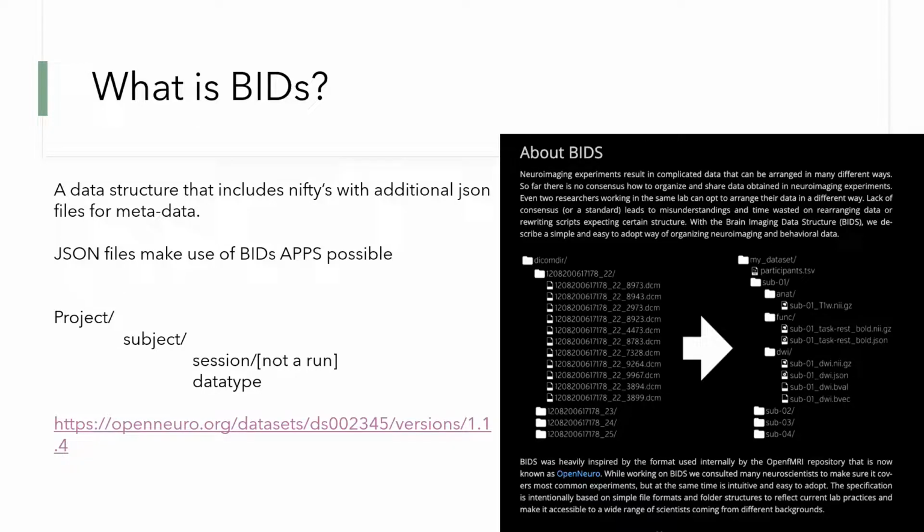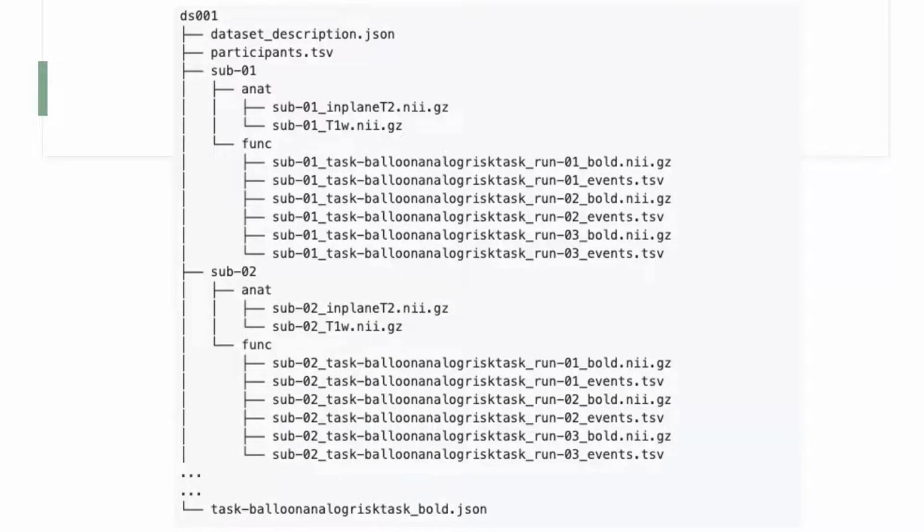As an example, this is pretty much how an example dataset might look. This is taken from OpenNeuro. So the DS is the project folder. Then you have the dataset description. If you're sharing, somebody can literally open that file. It's a text file. You can read it and see some metadata about the project.